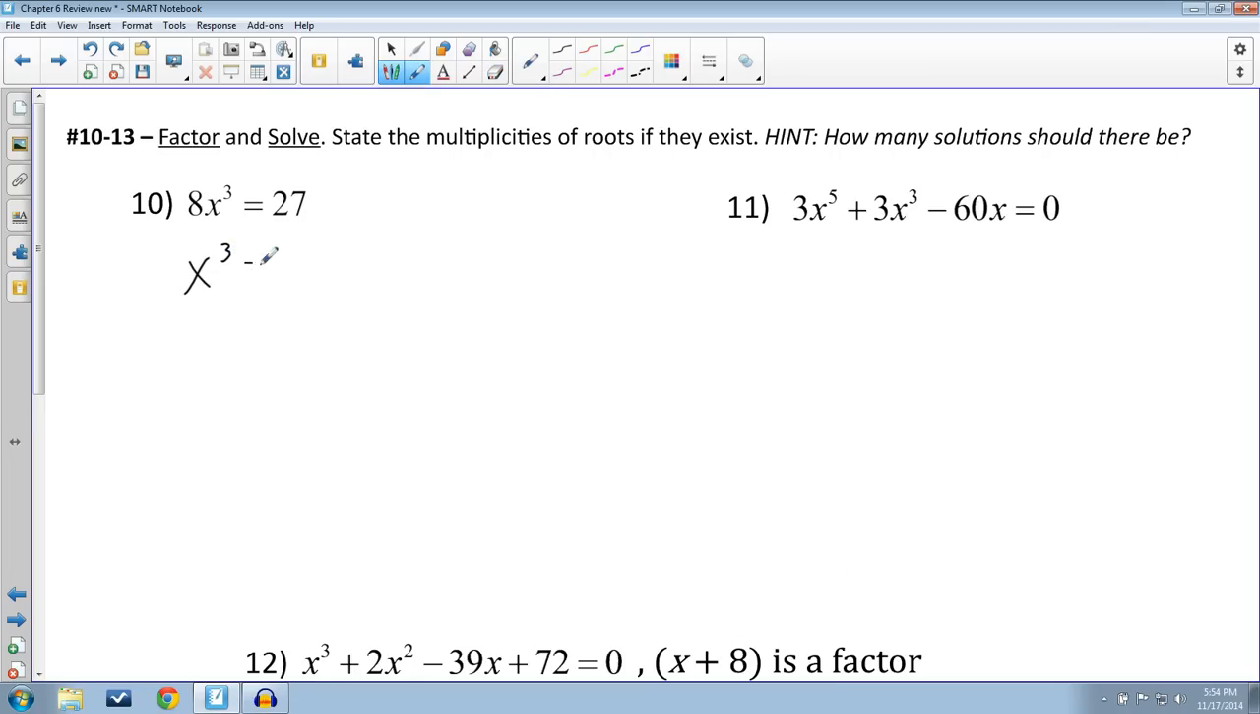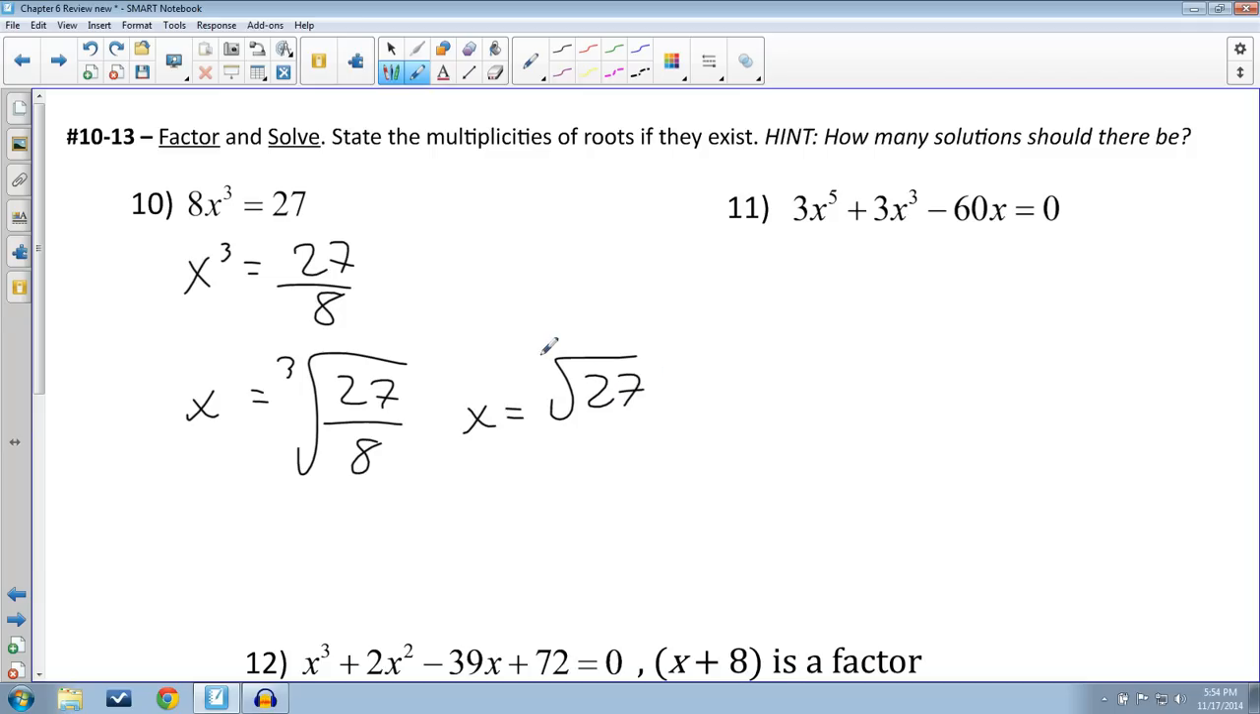Divide by 8. Take the cube root. That's the cube root. By the way, we're doing this next chapter, so brace yourself. Cube root of 27 over cube root of 8. So x equals 3 over 2. Blah, blah, blah, blah, blah.